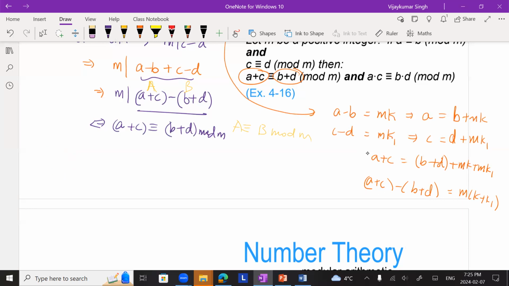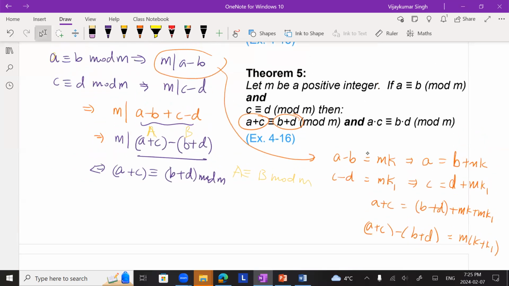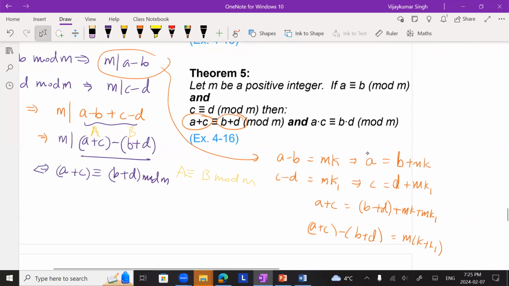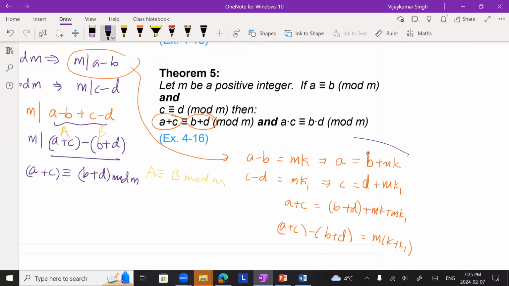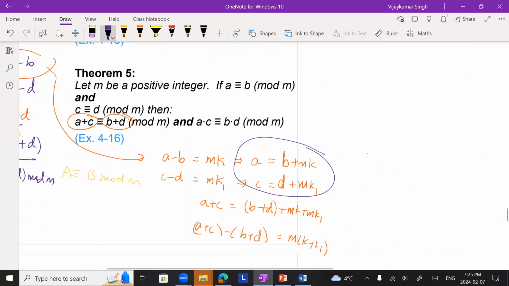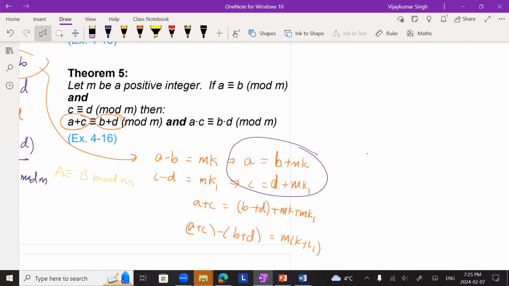Okay. So same thing. I have AC is congruent to BD mod M. I want to prove this. How will I prove this? Well, one way is this way here. Let's just argue this way, because the other way seems to be tiring for people. So you need AC, right? Multiply this out. So this means AC equals B plus MK times D plus MK1, right? Multiply it out. What do we get?